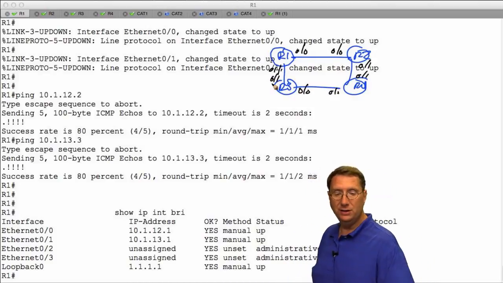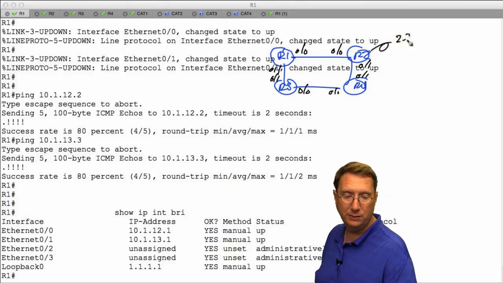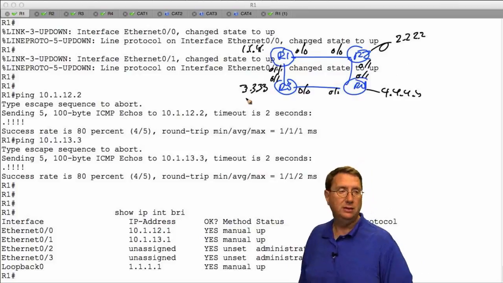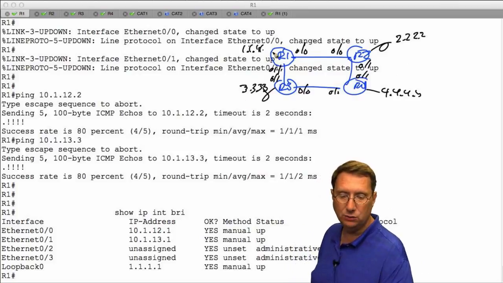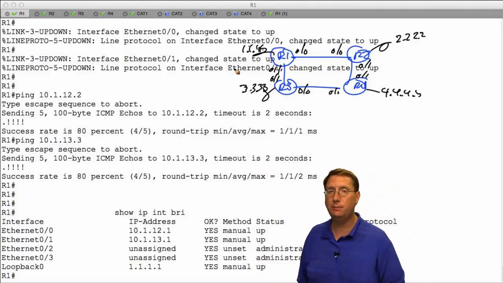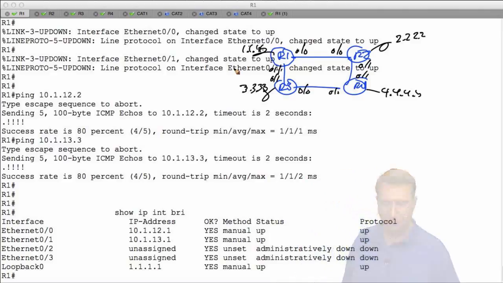Now I also have some configured loopbacks. My loopbacks are going to be 2.2.2.2, 4.4.4.4, 1.1.1.1, and 3.3.3.3. So we're going to advertise those loopbacks, and we're going to create a situation whereby we build all of our EIGRP neighbors and bring our network up and make it operational. So let's take a look at exactly what's involved in that process.